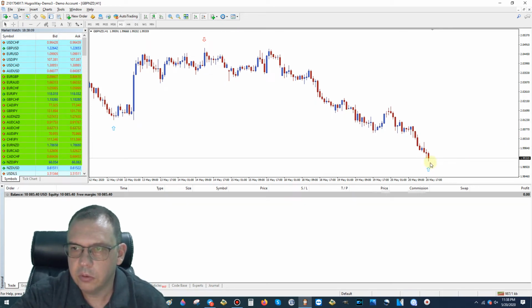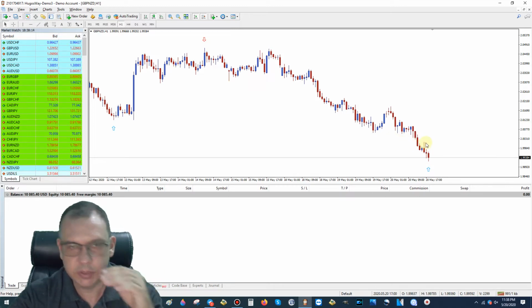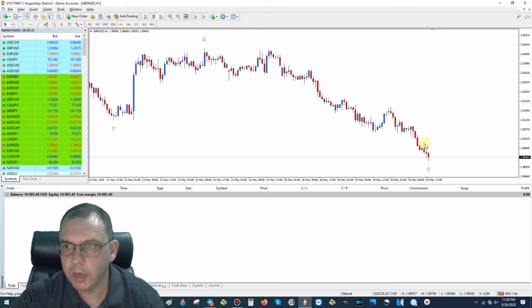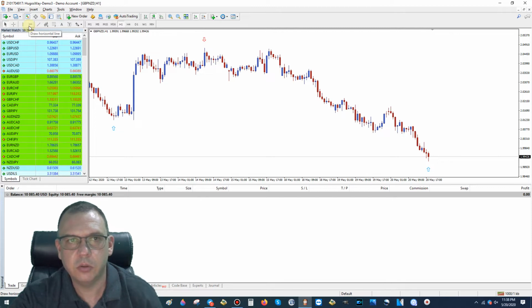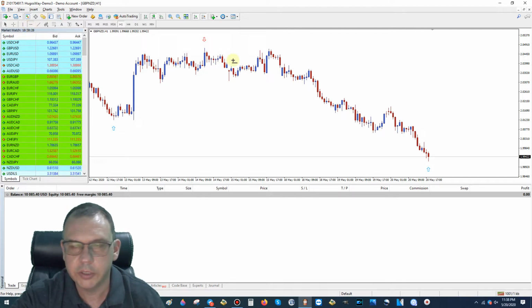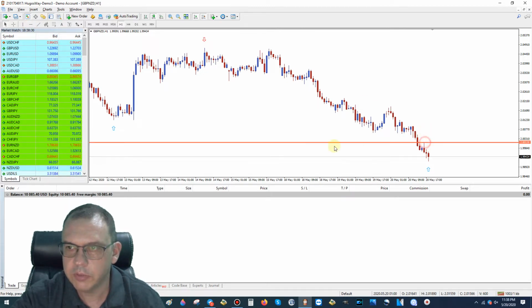Now, if we look here, we see some different candles that mark some different points of support and resistance. Right here, this particular candle, this wick has shot up and then back down, and it marked a resistance. So what we do is go here on the toolbar and click on draw horizontal line right here, and we're going to mark that resistance.